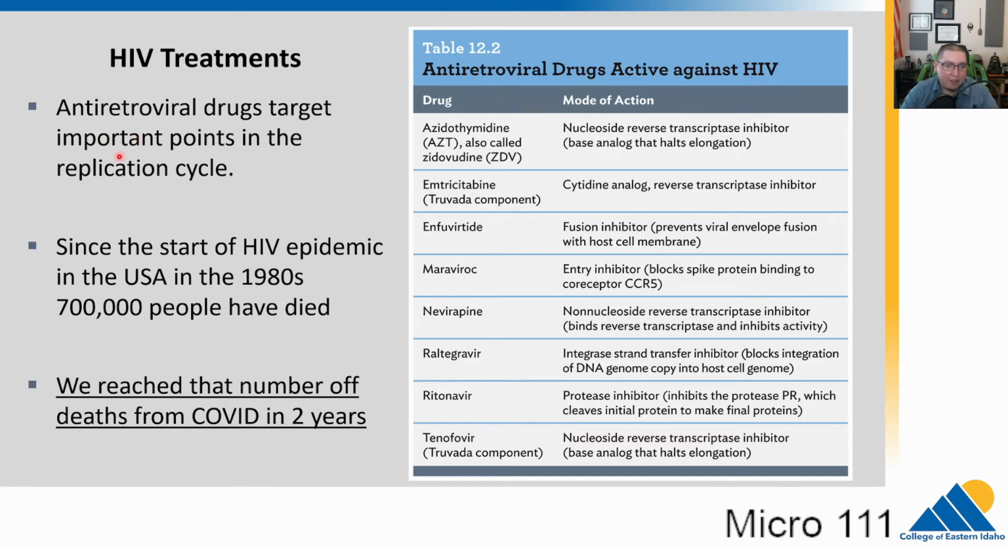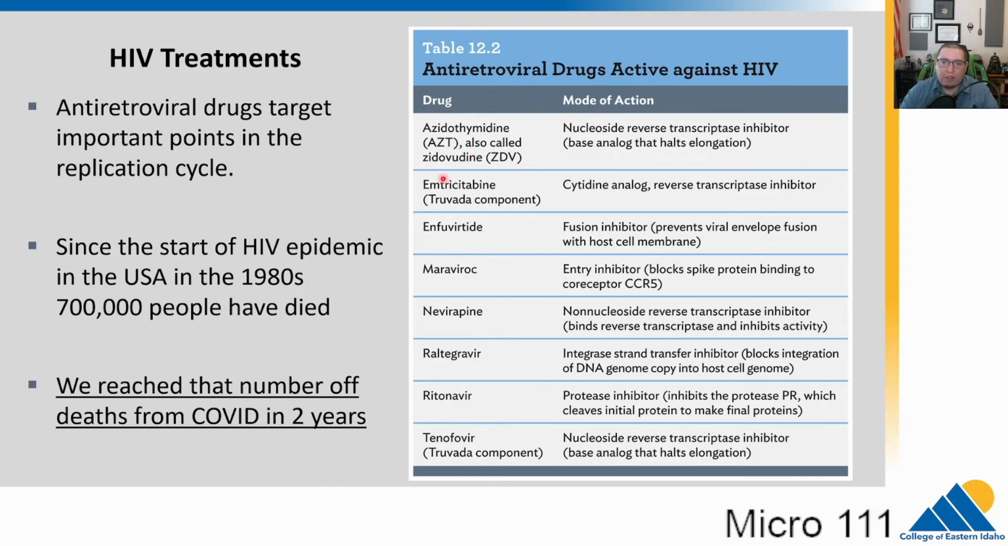HIV is at epidemic levels in the U.S. Since the 1980s, we've had over 700,000 people die, and of course, many, many more are infected. Again, though, I want to put those numbers into perspective. When we compare that to the COVID-19 pandemic, more people have died of COVID-19 than have died of AIDS. So this is something that is livable with now that we have drugs.